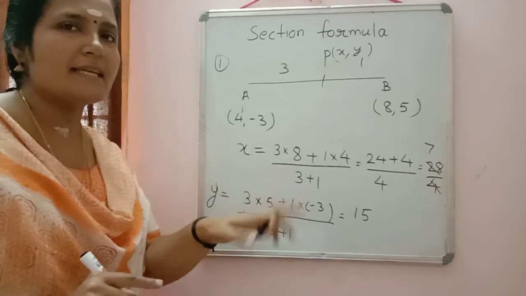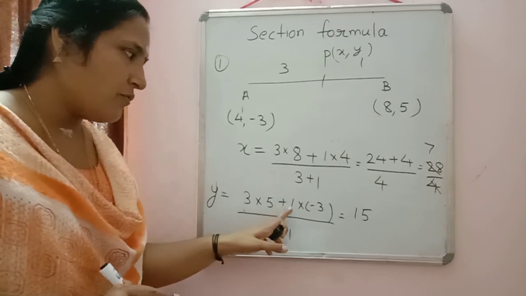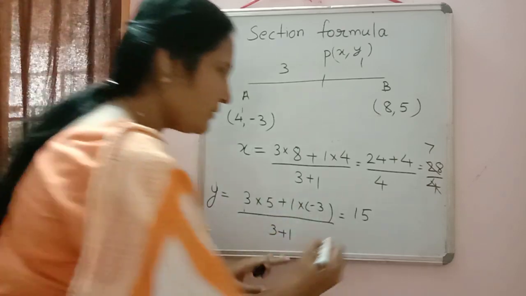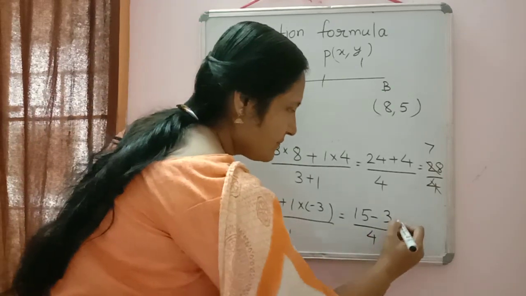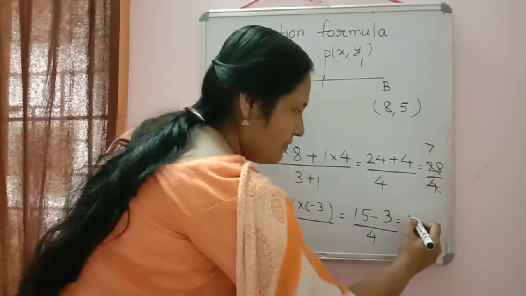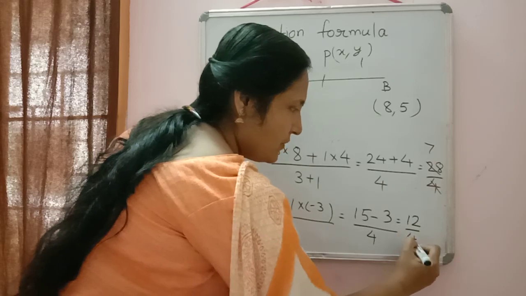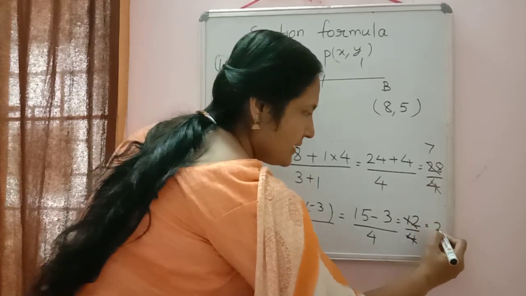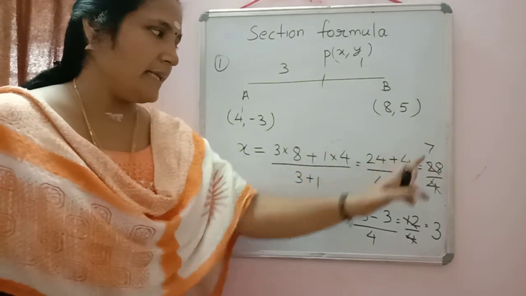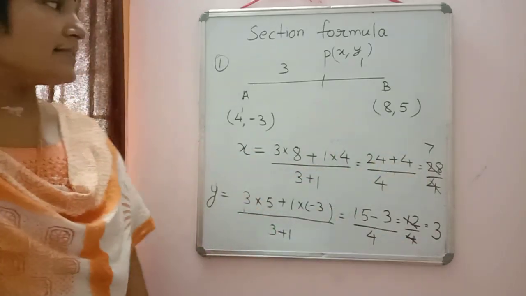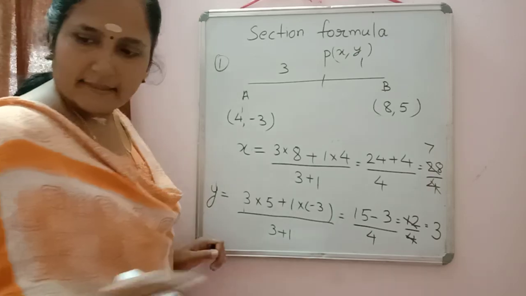Don't write both the signs together there. So 1 into minus 3 will be equal to minus 3, by 4. 15 minus 3 will be equal to 12. 12 by 4, so we are getting the answer equal to 3. So we got the x coordinate as 7 and the y coordinate as 3. So you can write down the answer there.